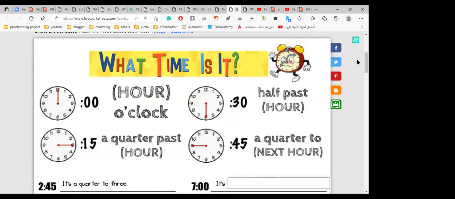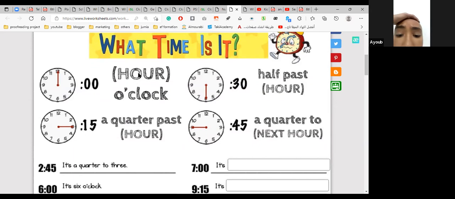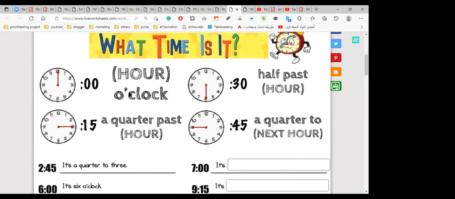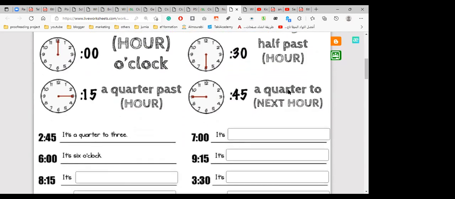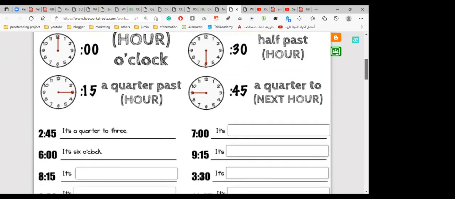So if I ask you the question, what time is it here? For example, it is 12 o'clock. When it is an hour without minutes, we say o'clock. When it is 15 minutes, we say a quarter past, then we say the hour. When it is 30 minutes, we say half past. And when it is a quarter to, we say quarter to the next hour, not this hour, the next hour. Of course, when we say the time, we say the minutes, then we say past or to, then after that, we say the hours. This is how we do it.